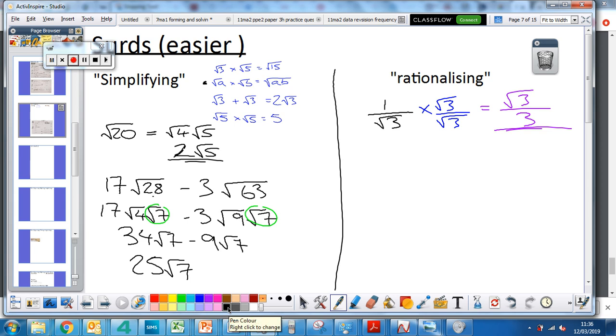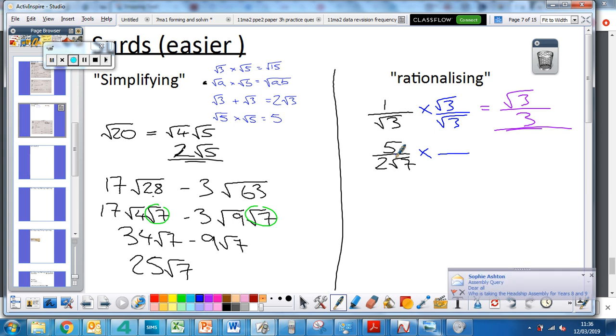You might have something like 5 over 2 root 7. You have to look at that and think, how on earth could I stop the root 7 being in the denominator? A very simple thing to do is, again, multiply it by a fraction that's equivalent to 1 whole, so the numerator and denominator are the same. To stop there being a root 7 here, we need to be multiplying by a root 7. So the fraction that we multiply by is root 7 over root 7.